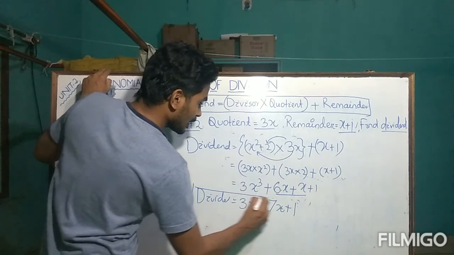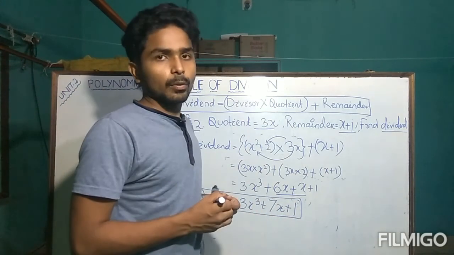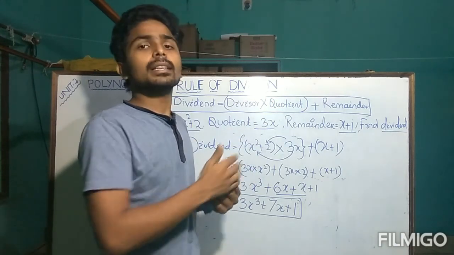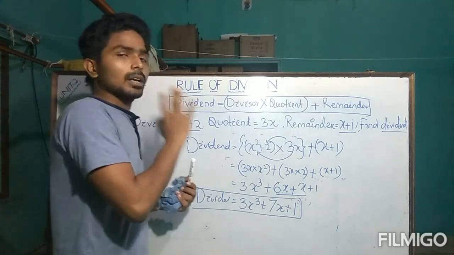So in this way we can find the dividend of any polynomial with the divisor, quotient and remainder given. So this is the rule of division.